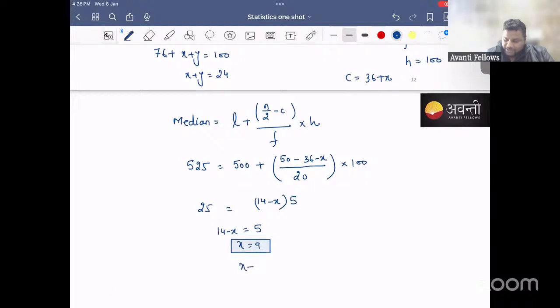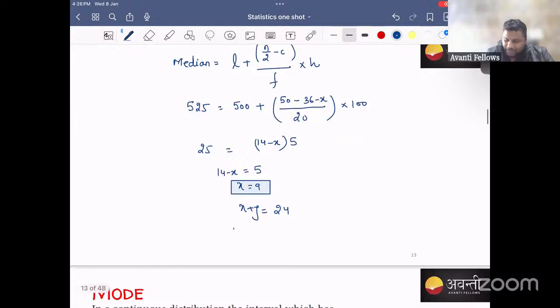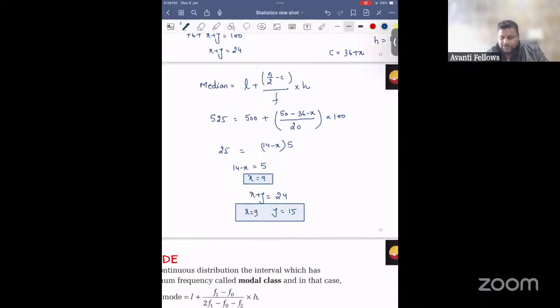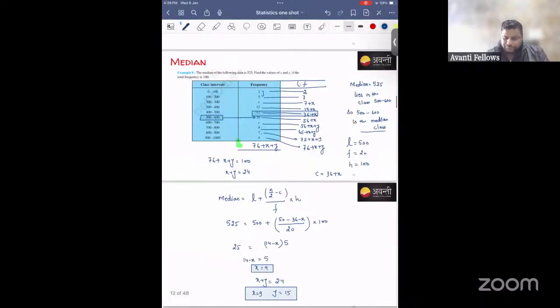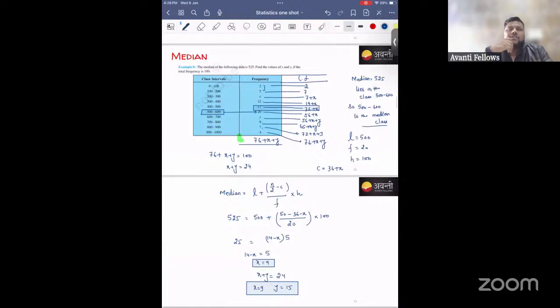I also have a relation x plus y equals 24. So while you got x as 9, y will be 15. These are your values of x and y. Just have a look at this question, absorb it. This is how we find the median for grouped data, where class intervals are given with their respective frequencies.